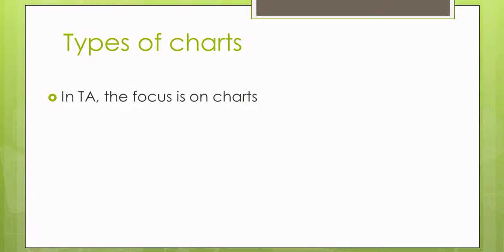In technical analysis, when we want to look at how a stock is performing, we'll look at its chart. By reading the charts, you will be able to get a lot of information on how the stock is performing. So let's begin by looking at the different types of chart.